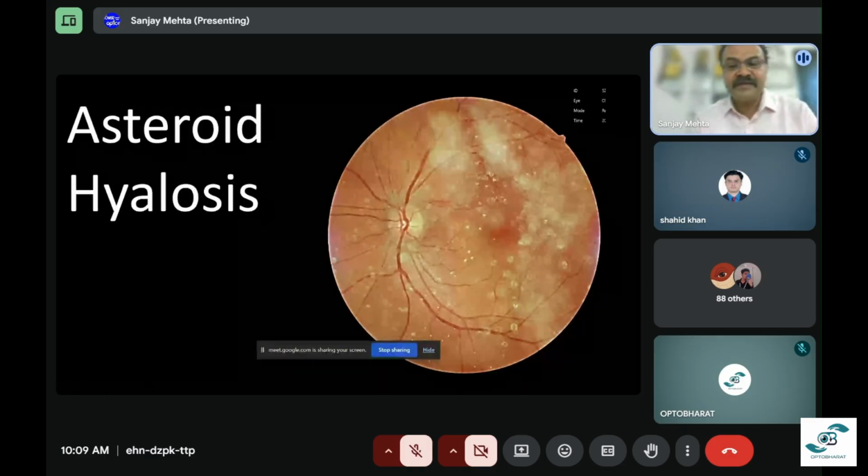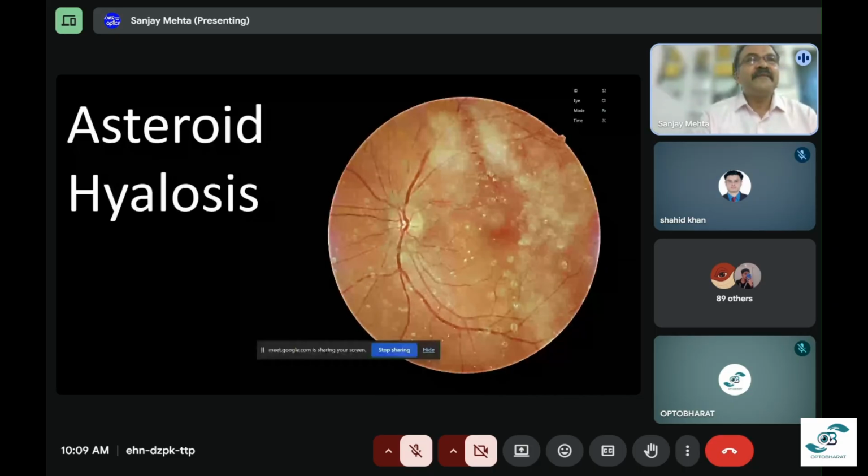This is called asteroid hyalosis. People consider it benign and all that, but in one of my patients I saw the difference. When I checked his anterior segment earlier, it was quiet, nothing was there. But when he came later, on the second visit, there was a lot of asteroid hyalosis. I said, something is definitely wrong. Just check your body. Something is going on somewhere.